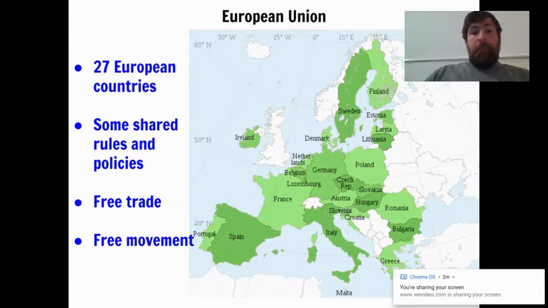And some of these rules create free trade between the countries of Europe so that if you're in Spain and you want to buy and sell things in France, there's no tax on that, just like we talked about with NAFTA. And there's free movement, so you don't have to stop and get your passport checked and have all of your things gone through when you move from one country to the next. It allows you to move more easily from one country to another.